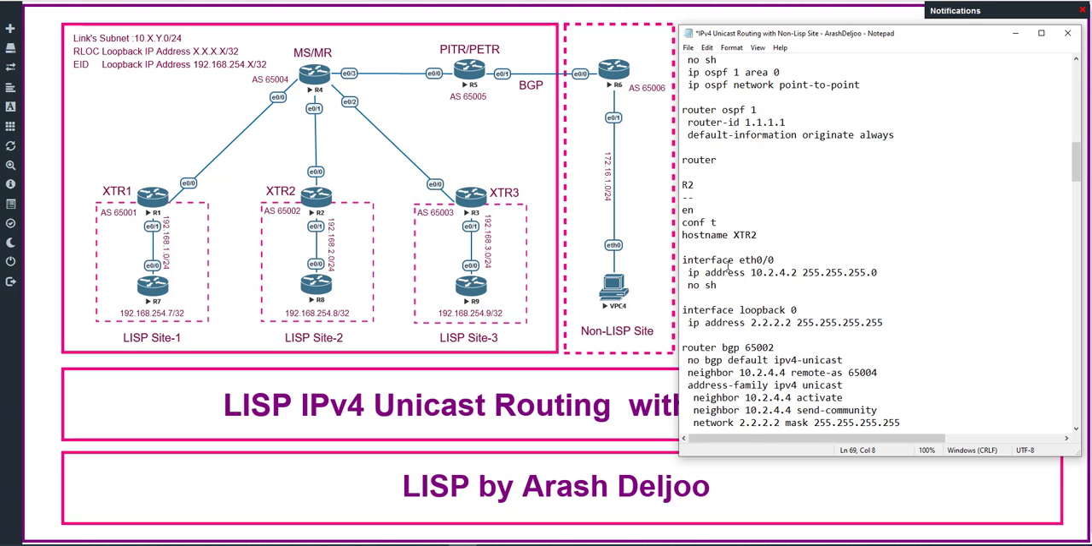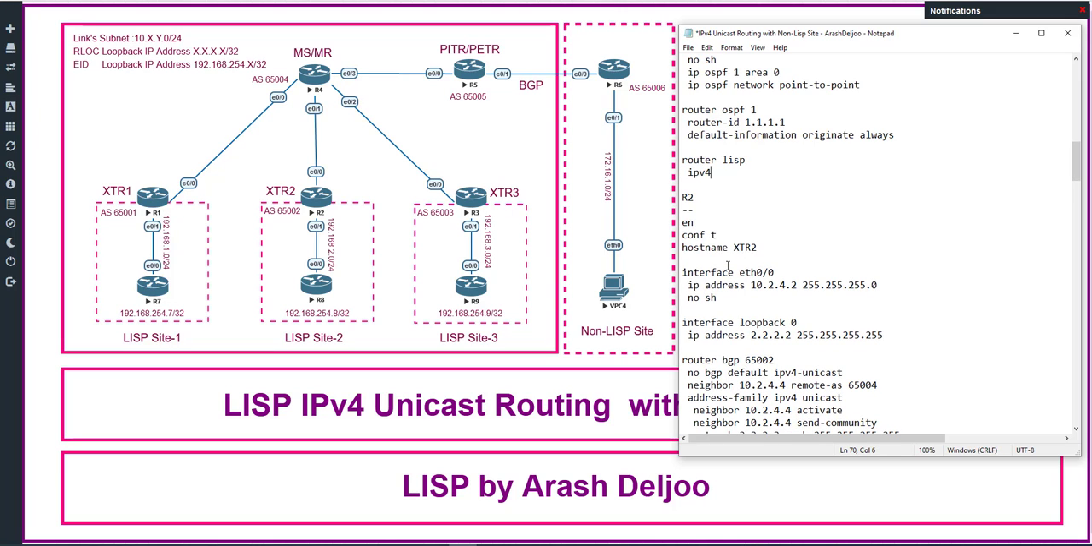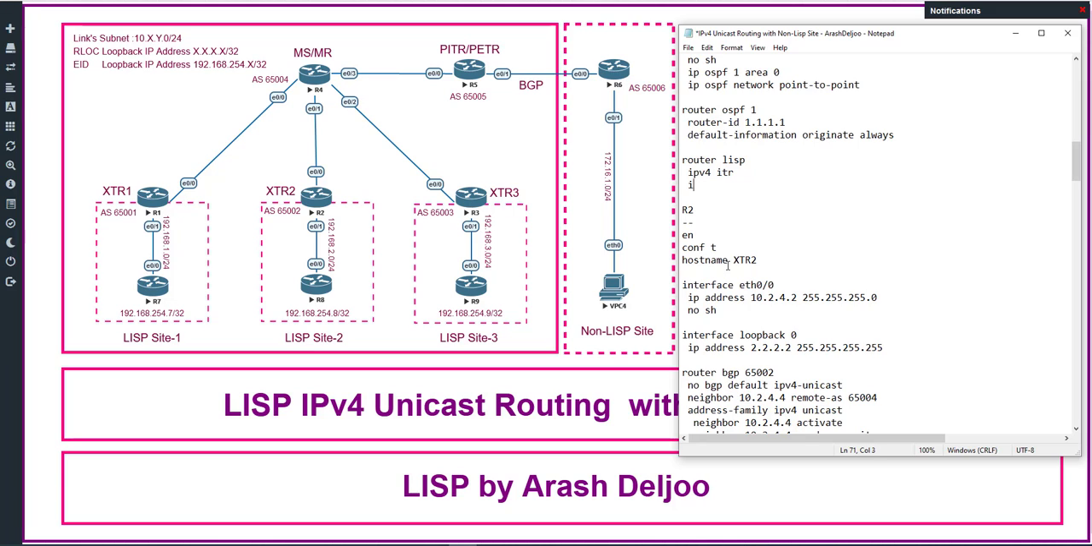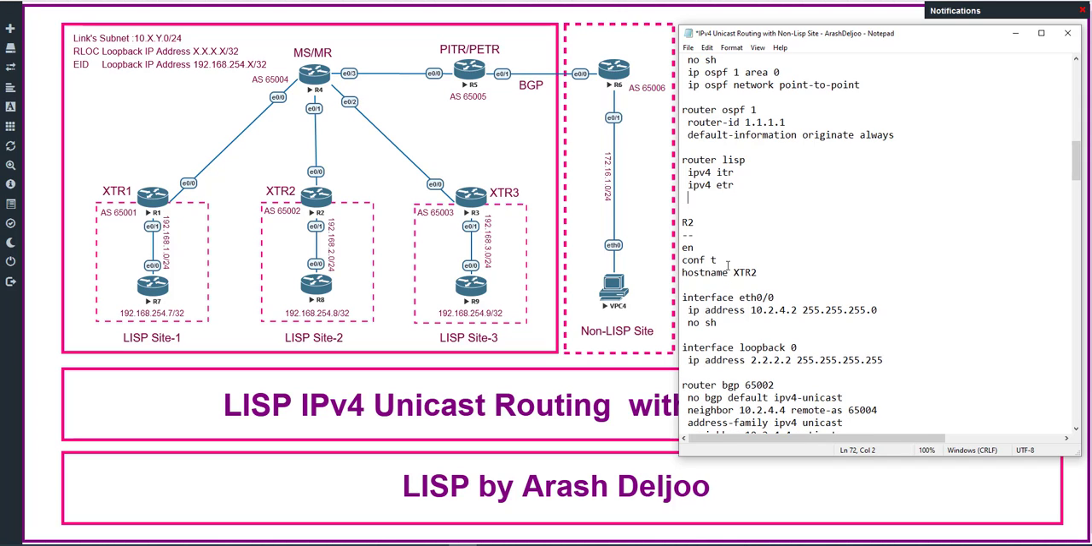You know that for configuration, we need the router Lisp command. This is the first command. After that, we can use IPv4 ITR and also IPv4 ETR. This means that this router is the IPv4 ingress tunnel router and also IPv4 egress tunnel router. The next thing that we should configure is the IPv4 ITR. You know that ITR should use the map resolver or MR. Because of that, we need to give the map resolver IP address to the router 1, IPv4 ITR map resolver. Okay, the IP of the map resolver is quad 4.